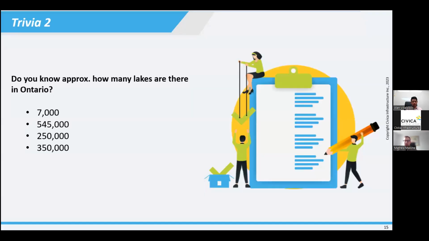So we do have our second trivia question. You should see a pop-up at this point. Do you know approximately how many lakes there are in Ontario? This one might be a little trickier than the previous one. We'll give about 20 seconds for this one. All right, and time is up.